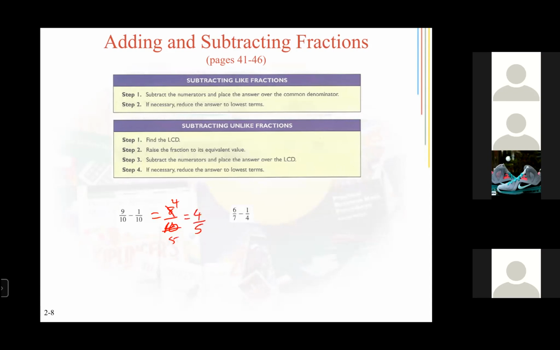Now look at the next one. Can you subtract? No, sir. What you need to do is find a common denominator for those. Now you can't use the 7 because the 4 won't divide the 7, so you need to find a common denominator. So what could we use as a common denominator for this one? 28. Okay. So we're moving from 7 to 28.